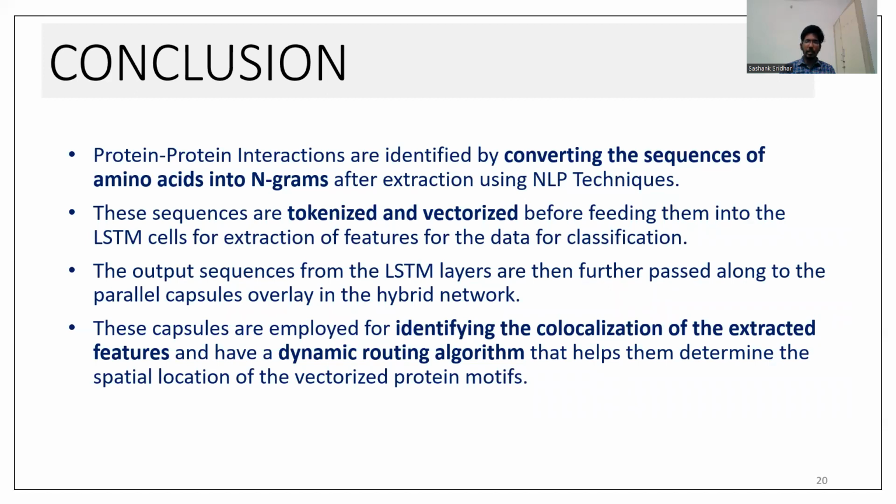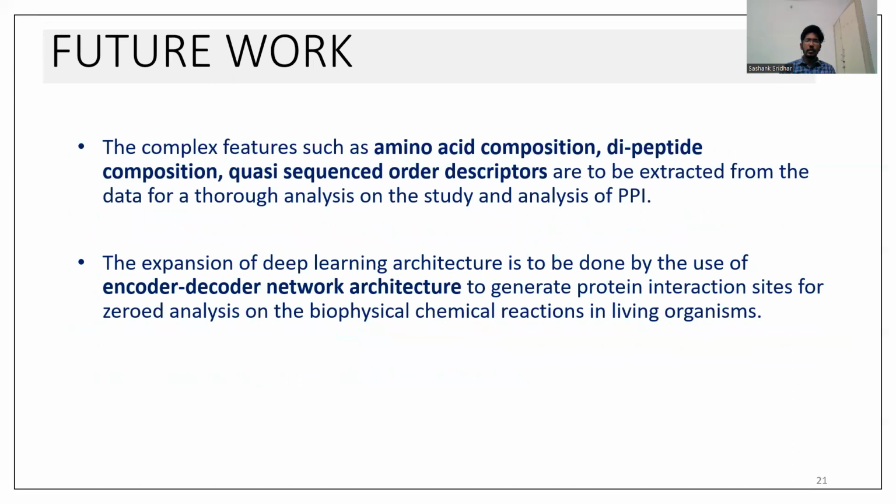We use a dynamic routing algorithm that helps to determine the spatial location of the vectorized protein motifs, and finally try to predict the interactions. Complex features such as amino acid composition, dipeptide composition, quasi-sequence order descriptors, etc., can also be analyzed for a study of PPI. The deep neural architecture can be expanded using an encoder-decoder network to generate protein-protein interaction sites which are exact in nature.